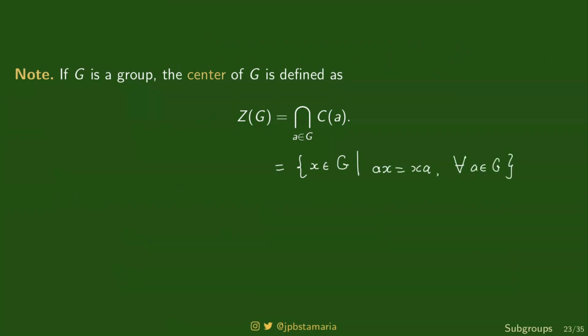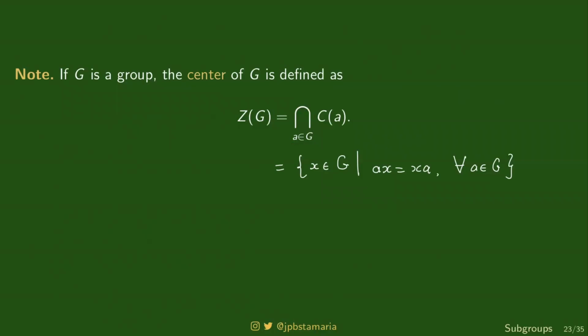Kasi remember, this is an intersection. Ang intersection, napapalitan ng for all. Kumbaga, yung mga elements dito, hindi lang nagko-commute sa isa, nagko-commute pa sa lahat. Did you understand? Parang, imagine mo yung centralizer ni a. Ito yung mga friends ni a. Halimbawa, bawat isa sa klase, bawat isa sa group, may kanya-kanyang circle of friends. Yung intersection ng circle of friends na to, yun yung center.